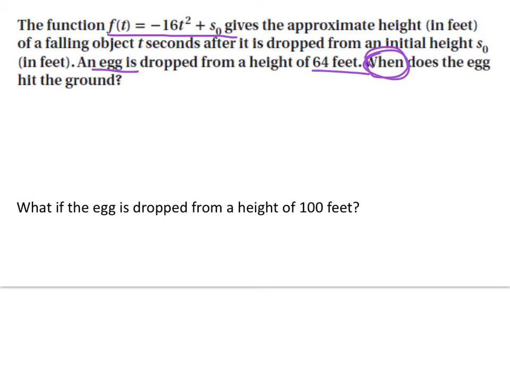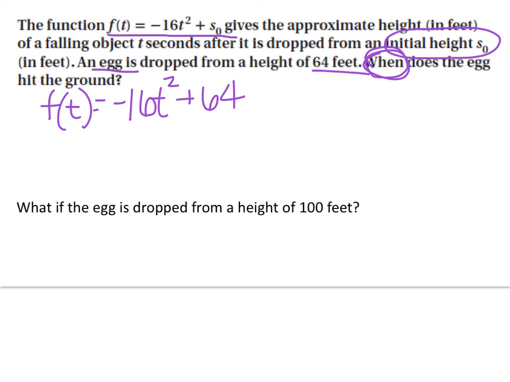So our initial height is 64, which is what we're going to plug in for s sub 0 because it says that's what our initial height is. So I'm going to rewrite our function by plugging in that amount, 64. Now, what we're going to have to do is find out how many seconds it takes for it to touch the ground. Because of that, our ground is going to be 0. So our height is at 0. And now we have our equation that we're going to solve.